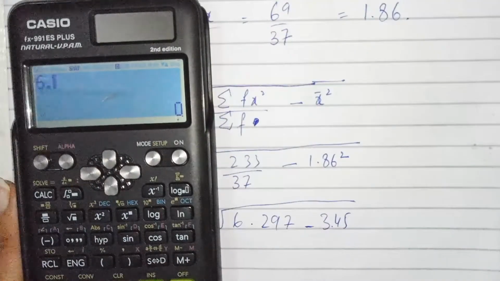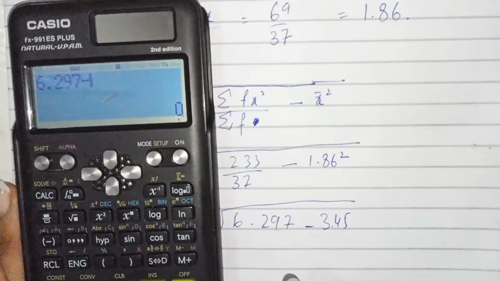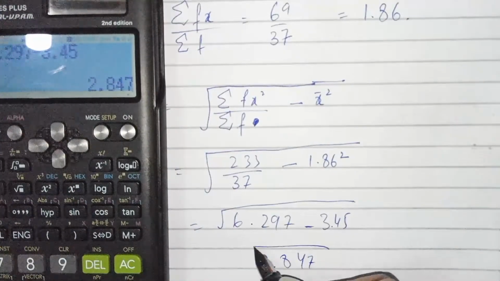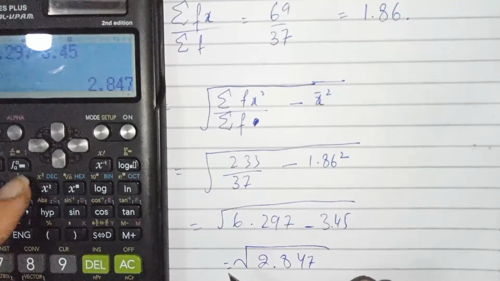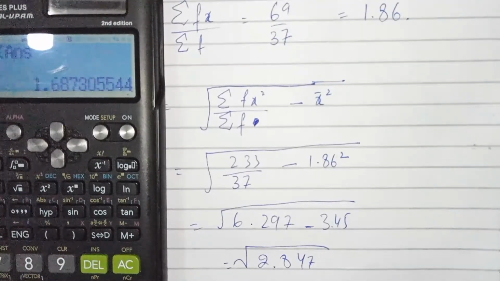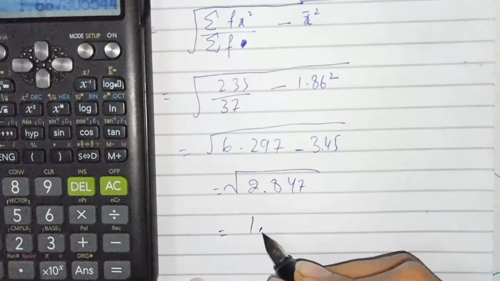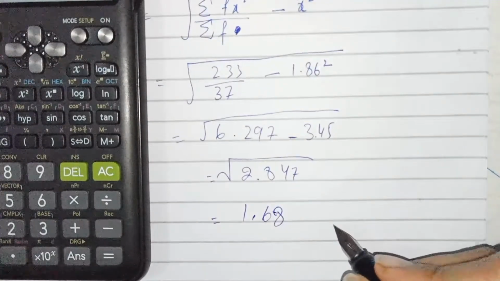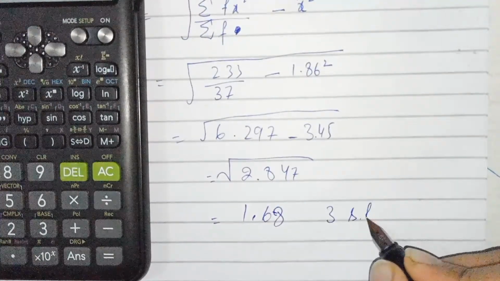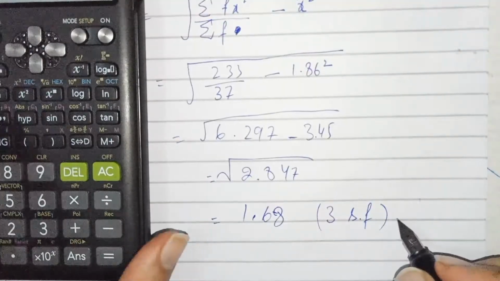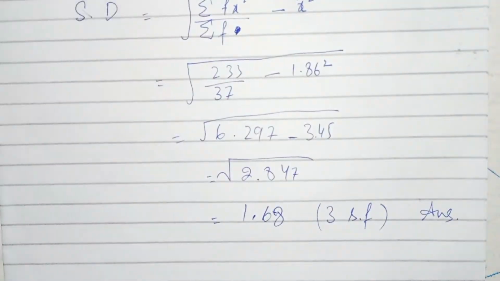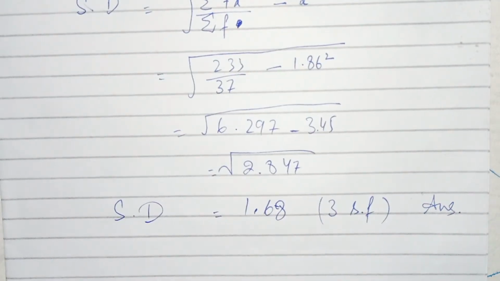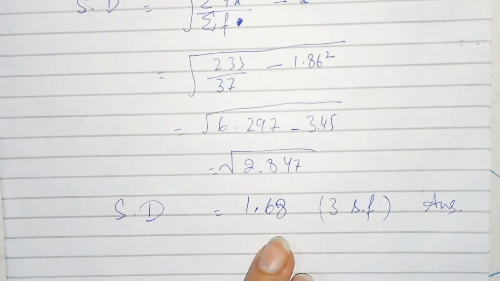Now we have to subtract: 6.297 minus 3.45. We get 2.874. Under root, the answer is 1.68. And now students, this is the answer, and this is to 3 significant figures. And now students, question number 4 is solved, and this is the standard deviation of this question, and this is our answer.